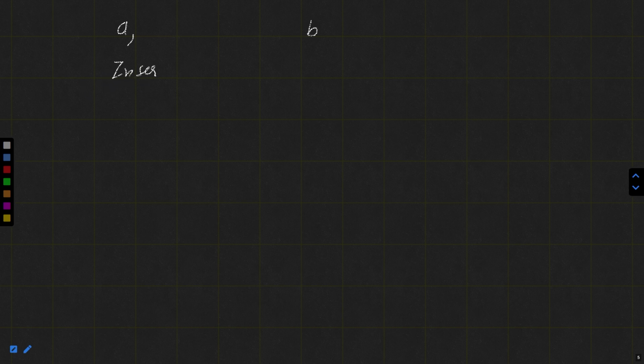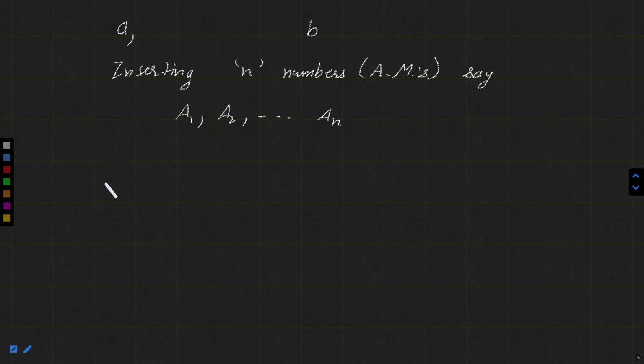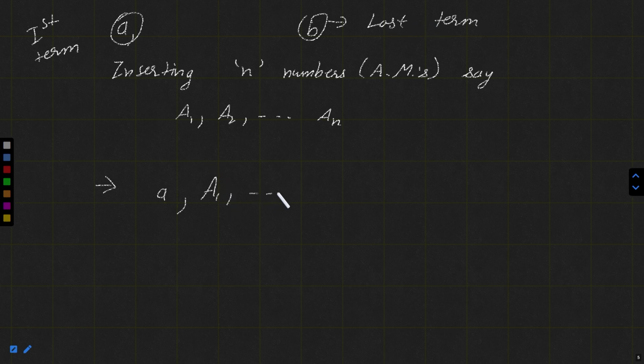Okay, if inserting n numbers, or n arithmetic means, n AMs, say A1, A2 till An, then after this my AP will look like: A is the first term, B is my last term, and A1, A2 till An are my terms in between them. And these are all in AP.